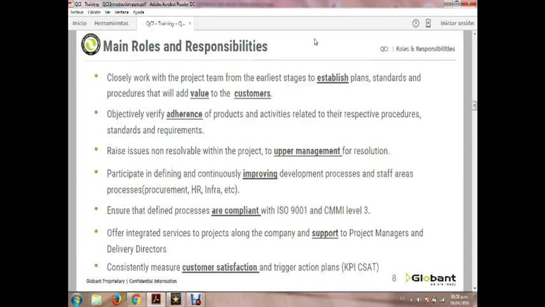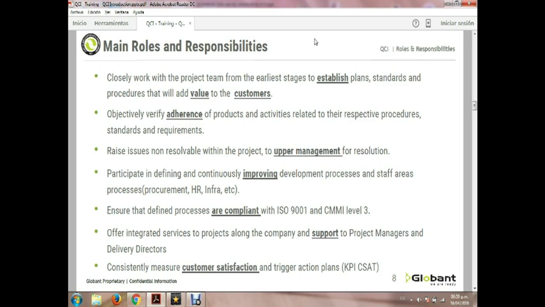Let's talk about the main roles and responsibilities of QCI area. We work closely with the project team from the early stages to establish plans, standards, and procedures that will add value to the customers. We verify adherence of products and activities related to the respective procedures, standards, and requirements. Then, we raise not resolvable issues within the project to upper management for resolution.